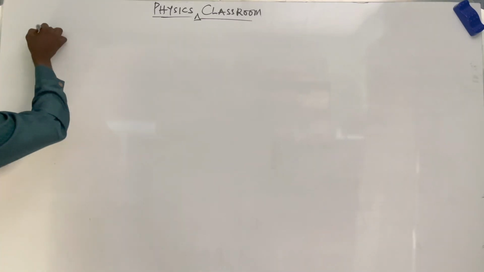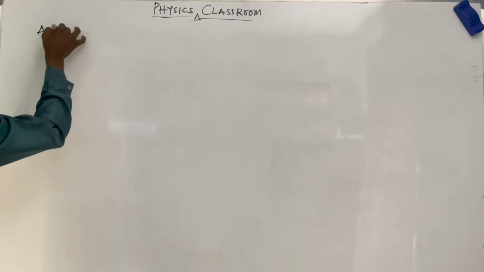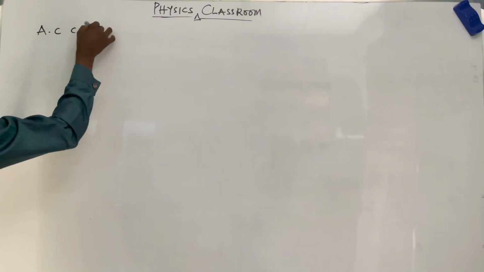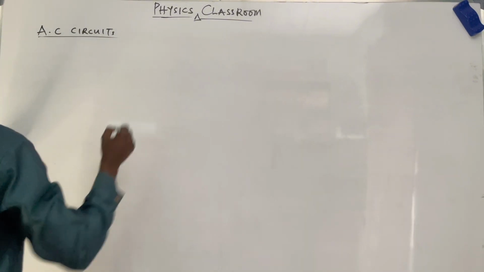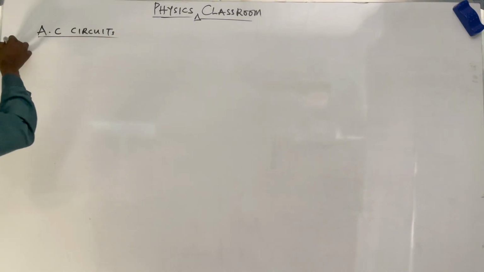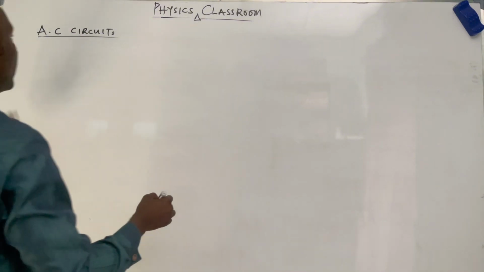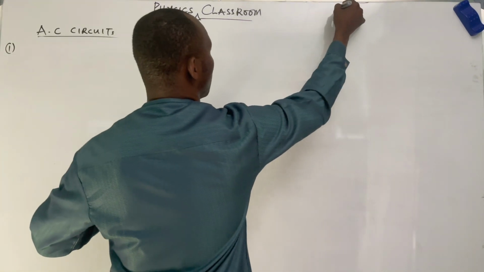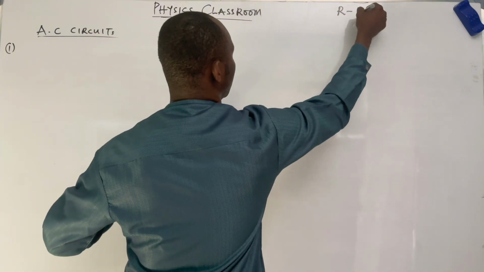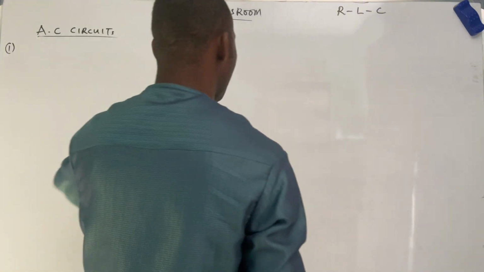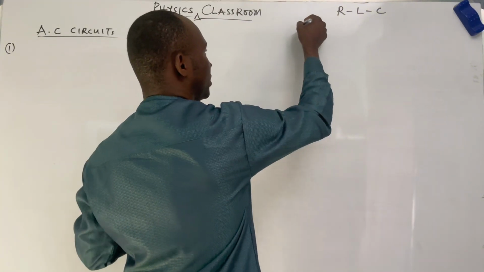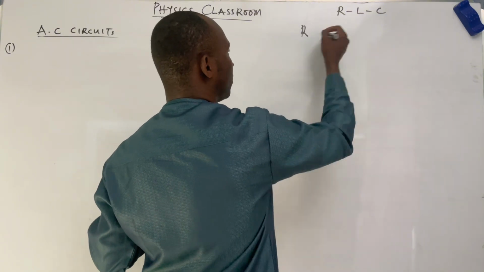Now, let's consider the alternating current circuit proper. Alternating current circuit, number one. I told you we have three components: the resistor, inductor, and capacitor. Before I proceed, let me quickly show you the symbols of these three components.